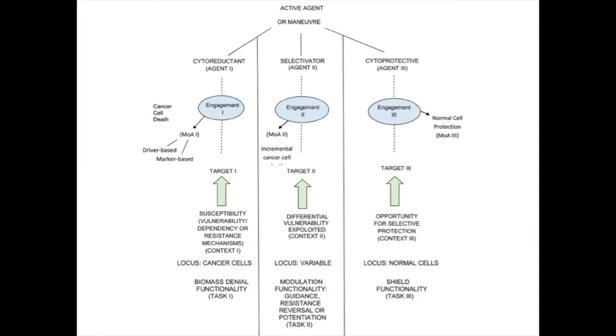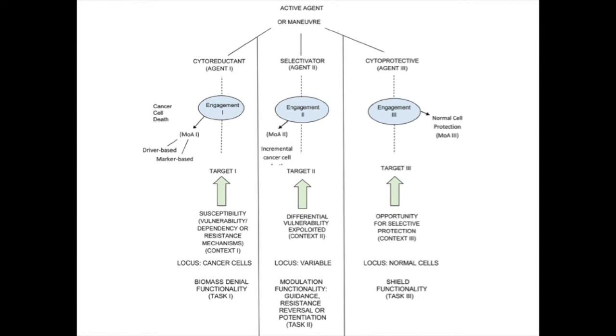The separate target functions include cytoreduction, modulation, and cytoprotection. Cytoreduction is biomass denial or reduction in the number of cancer cells, either by the driver inhibitor or the marker signature strategy. The physical target here is usually in the cancer cell, although in the case of hormonal or nutrient withdrawal strategies, it may be away from the cancer cell itself. Modulators are agents which, by exercising a guidance, resistance reversal, or potentiation role, improve the therapeutic index of other treatments. Bevacizumab is an example, and its physical target is actually secreted by the cancer cell into the extracellular milieu and bloodstream.